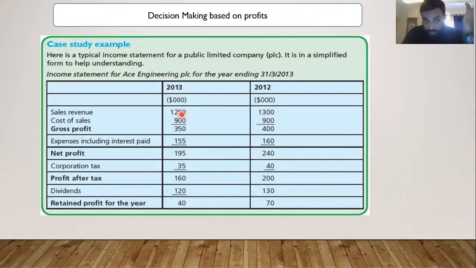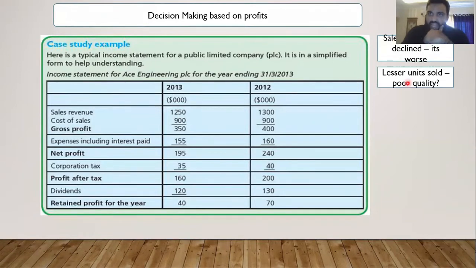Now let's try to figure out what can be a possible reason why the sales revenue has declined. Maybe this company has sold fewer units. There's a decline in sales. Now we will think why, because we are managers. We have to investigate, and then we can make a decision. Was it poor quality? Was the quality not good? This is one of the reasons why sales decrease.